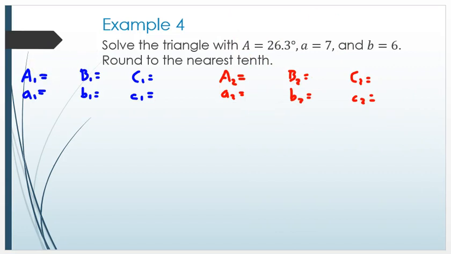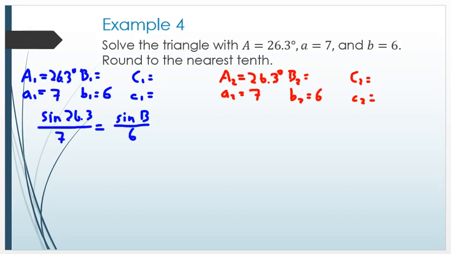My next step will be to start considering what the values are going to be. The numbers that they give you in the original problem will be true in both triangles. So we can fill in the angle A for both triangles, the side A for both triangles, and the side B for both triangles. Starting off my law of sines, I would have sine of 26.3 over 7 equals sine of B, because I don't know that angle yet, over 6. Next, we go through the cross multiplying process and solve for the sine of B value.